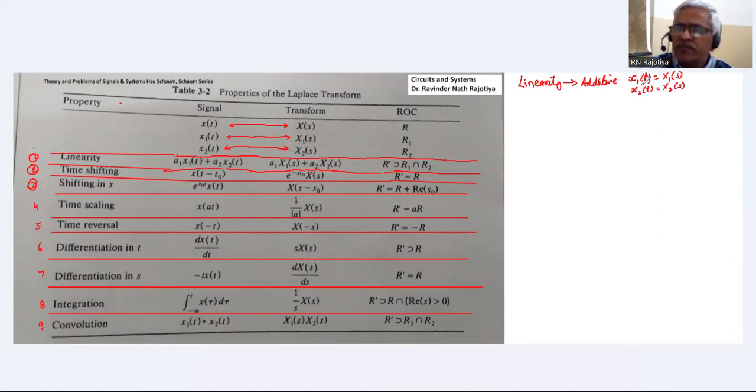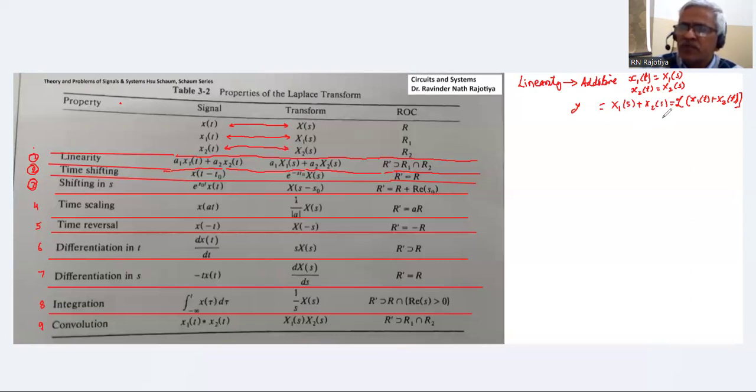Then if you add them together, we know X1(s) plus X2(s) is the outcome of the Laplace of x1(t) plus x2(t), which is nothing but, let's say, signal y or Y(s). So this is the additive property.